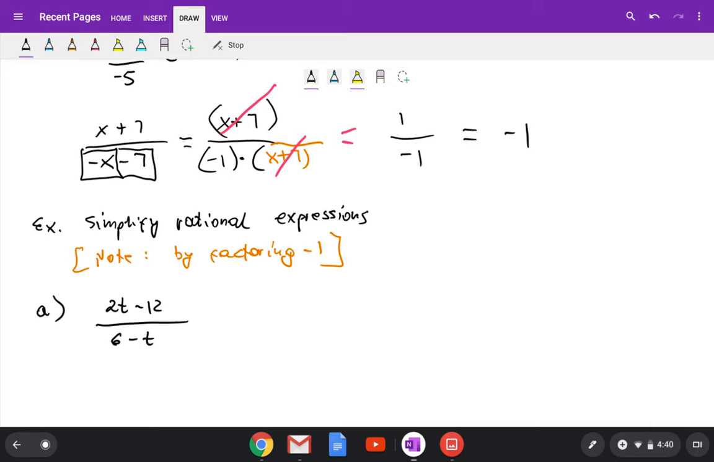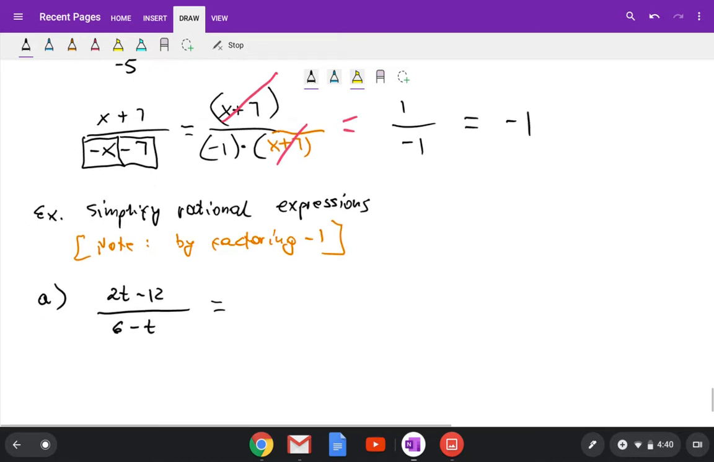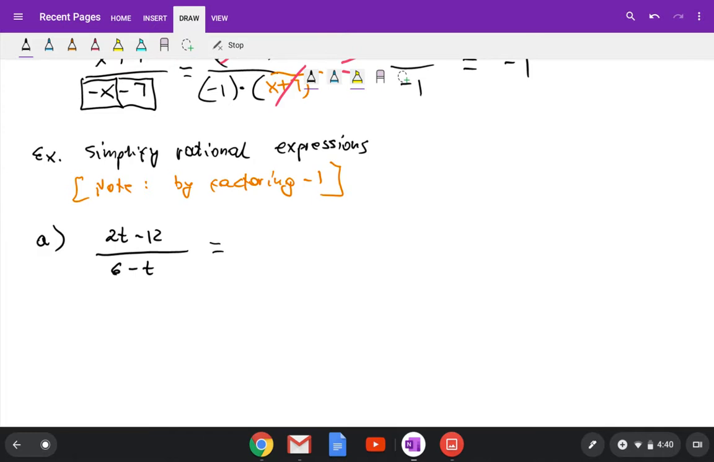So to simplify a rational expression, by now you guys know that you need to factor the numerator, okay? So we're going to factor the numerator. This is easy to factor. You just have to factor the GCF, which is 2, and you're getting t minus 6. And I'm going to rewrite the denominator. I'm just going to switch the order because in the parenthesis, the first expression is t. So I will put -t first and plus 6. So this is exactly the same expression.